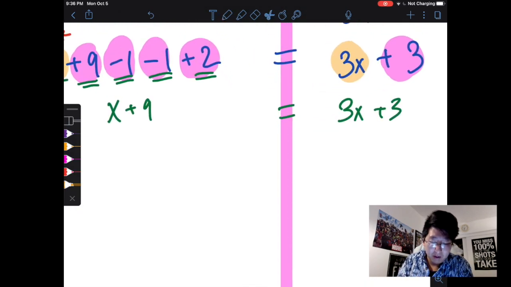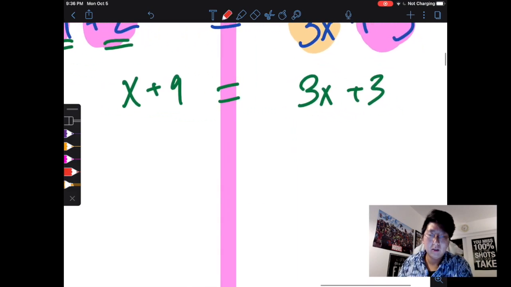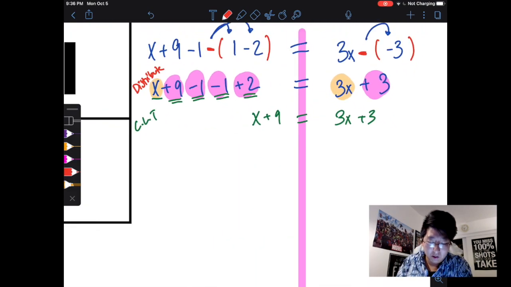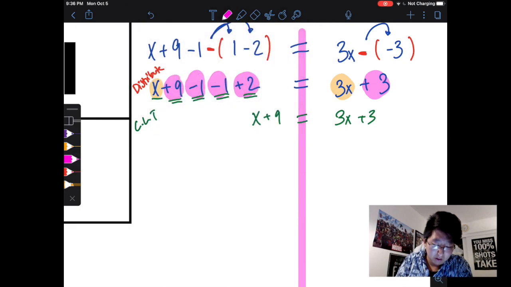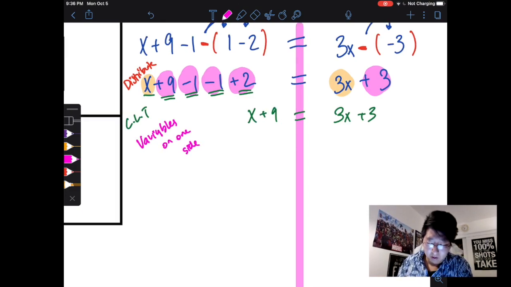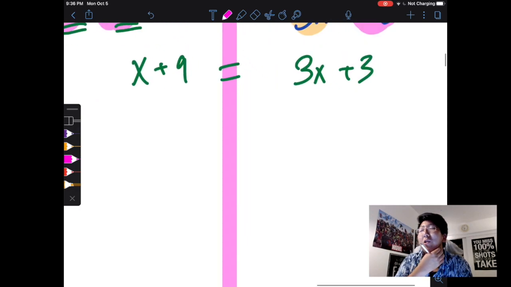Now our job here is to get x by itself. So right now I'm going to teach you, you want to get the variables on one side. So let's distribute, combine like terms, get variables on one side. So right here, we want to get the variables on one side because our goal is to solve for x. And when our goal is to solve for x, we need to get the variables on one side.